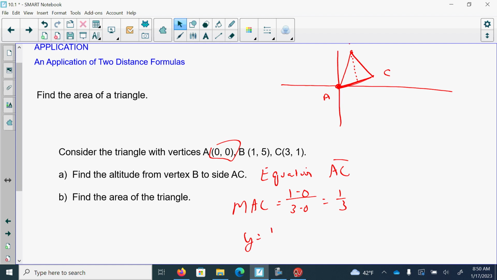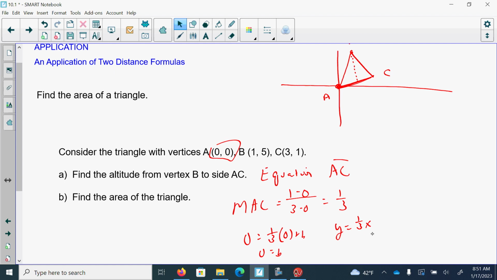Y is equal to mx plus b, and I'm going to get my y-intercept to 0, which I should have known, but that's how you do it in case you didn't know. So the equation of this line is going to be y is equal to 1/3 x plus 0.